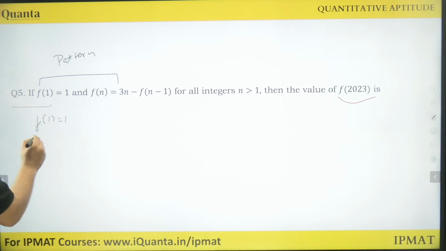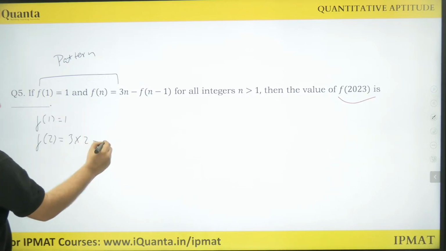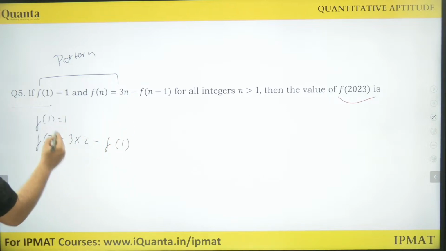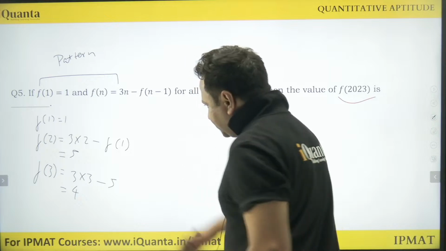f1 is equal to 1. If we want to calculate f2, so putting 2 over here, we get 3 into 2 minus f of n minus 1, that is f1. That is what we get. 6 minus 1 is 5. So in all the functions that I'm going to calculate, we will multiply 3 with this number and then subtract the value just before it. 9 minus 5, we get 4. All right. I hope you understand this.